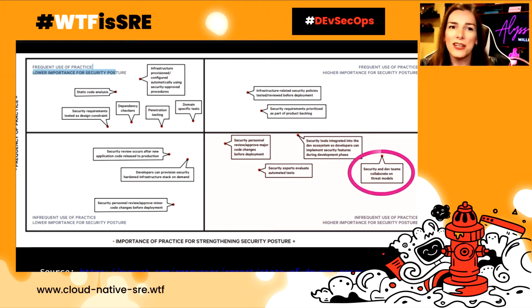But it's when I look in this lower right quadrant, the ones that maybe we don't do enough of, but have the biggest impact. What do I see there? Security and dev, and we can include our ops and SREs there as well, collaborating on threat models. Now we're starting to see the picture why threat modeling is important. So far, at least from a security perspective, threat modeling gives us great bang for the buck.